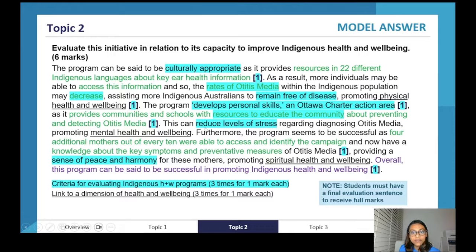Then you've got the next one. Then you've got the last one. And then you've got this very, very crucial end sentence because it's in purple. And so that means, look at me, I'm in a different color, so I'm important. That's what this is communicating. The key right here, purple: overall, this program can be said to be successful in promoting Indigenous health and well-being. That is the direct answer to this question. This is all of your elaboration and evidence and everything, but this is actually answering the question, and you need this to get full marks.